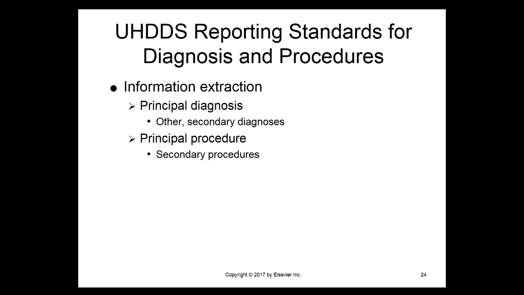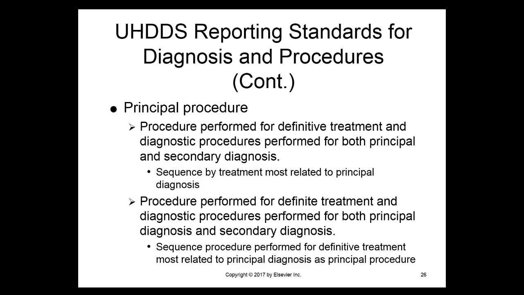So then we have guidelines for the selection of a principal procedure, and in your book, we're on page 35. When we're talking about the sequencing, and that's when we're talking about a principal diagnosis, we are talking about the diagnosis code that we list first. That drives the DRG. When we talk about a principal procedure, we're talking about the procedure that we list first.